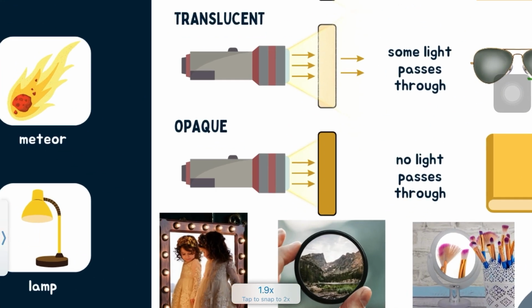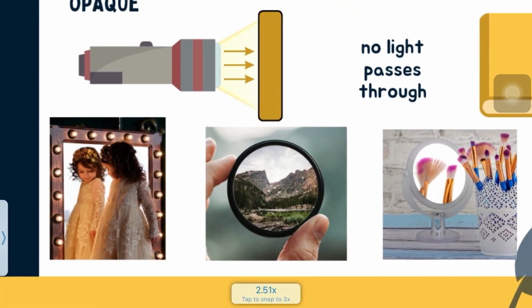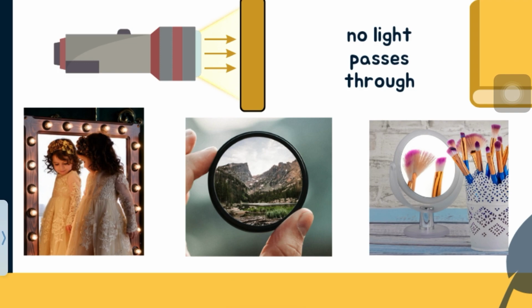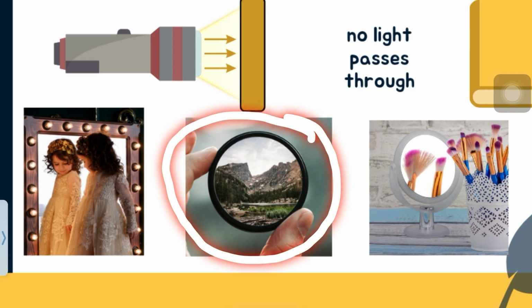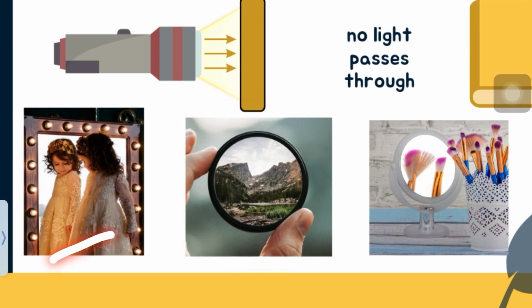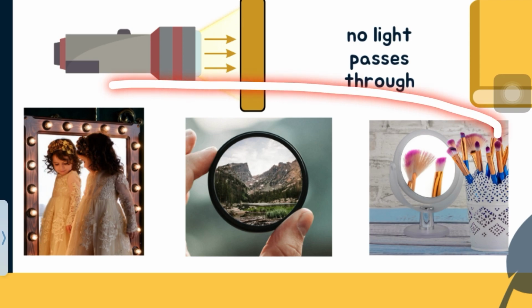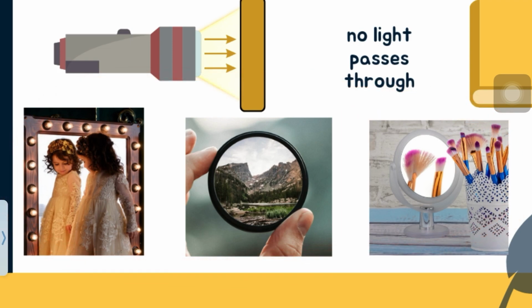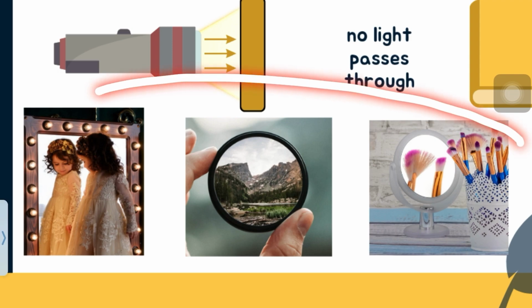Now let us highlight the below pictures. Here we have three pictures. The central one is called convex mirror, the later one is called concave mirror, and this is plane mirror. All these objects won't allow any light to pass out of them, so all these are opaque substances. In this chapter we are going to study all these things.